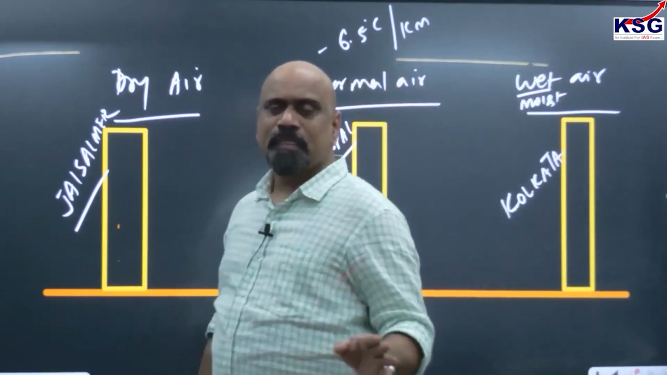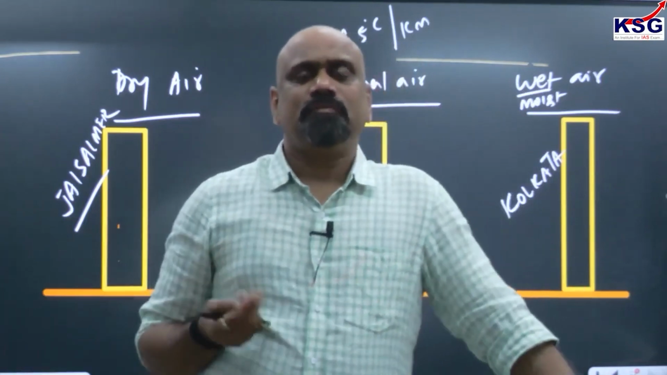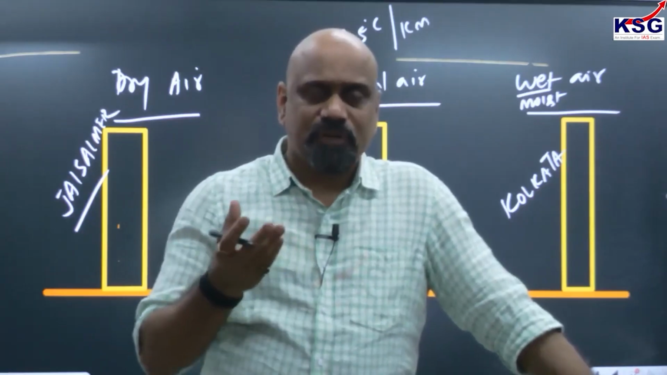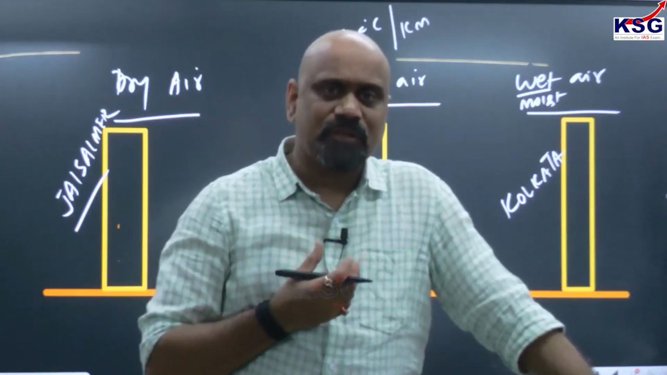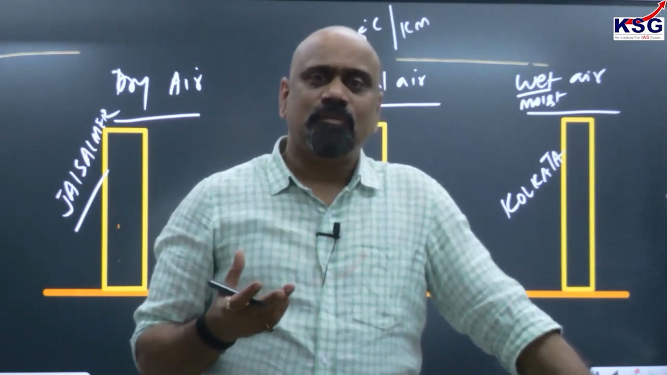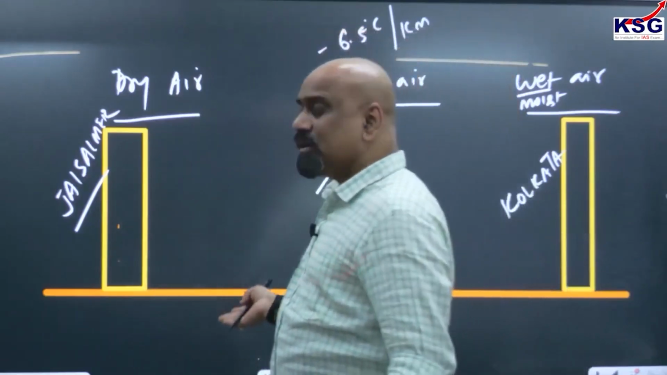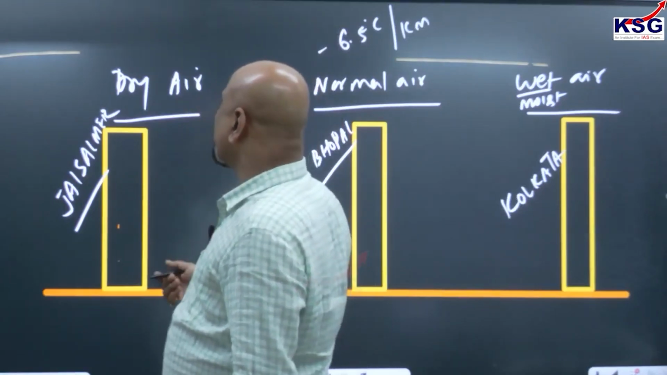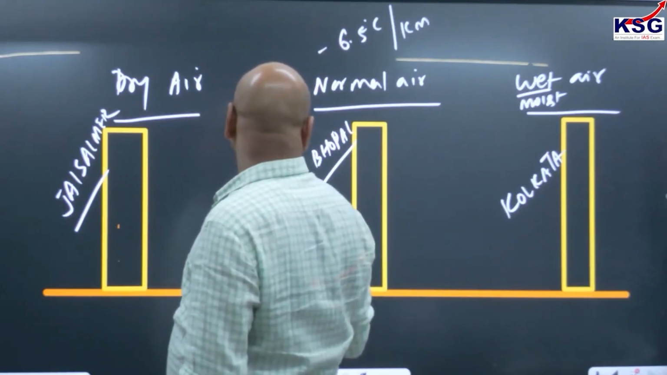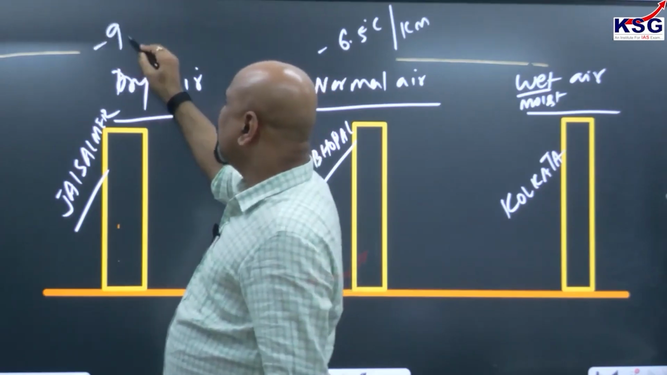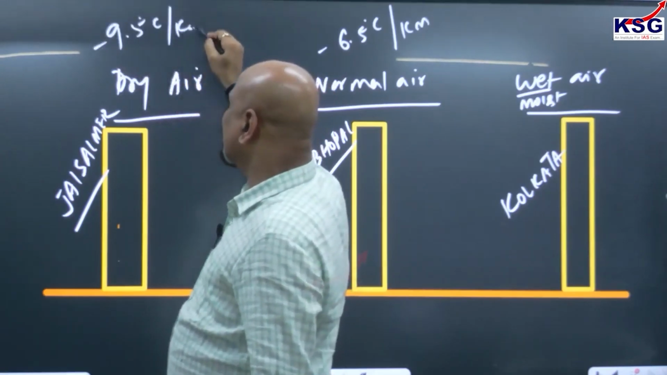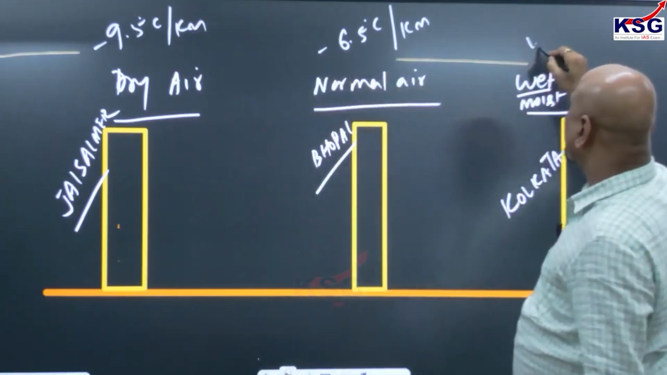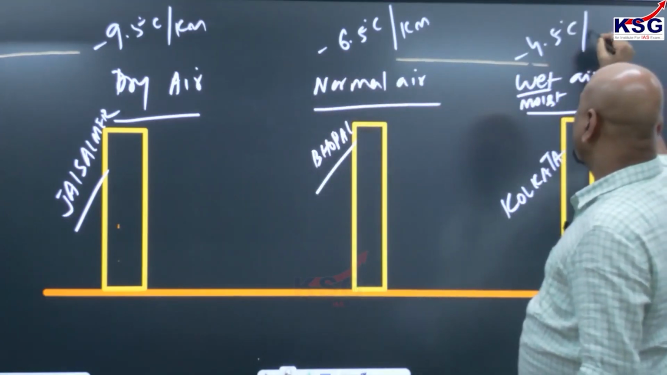So at Jaisalmer, if the dry air is there, it cools down very quickly and heats up very quickly. You know that air with moisture will retain temperature for a long time. Dry air, cooling of the air will be very quick, also warming up will be very quick. So in the case of dry air, Jaisalmer, it is nearly 9.5 degrees Celsius per kilometer change, compared to this Kolkata, around 4.5 degrees Celsius per kilometer.